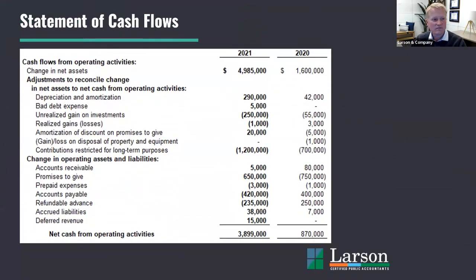So here's an example of the statement of cash flows. You can see here, this is the indirect method. It starts with the change in net assets, and then it adjusts for any non-cash activity going into the change in net assets. For example, depreciation expense is a non-cash expense, and so you reverse that out of the change in net assets. Then you also take into account the changes in your operating assets and liabilities, and that nets out to your change in cash from operating activities.